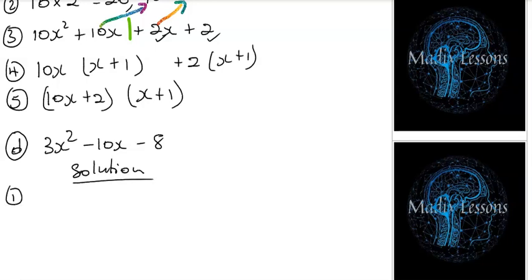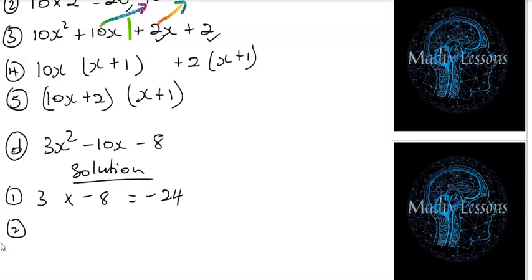Step number 1 is to multiply 3 times negative 8. Now, guys, y'all know 3 times negative 8 is negative 24. All right. Step number 2. What two numbers multiply to give you negative 24, but at the same time add to give you negative 10?